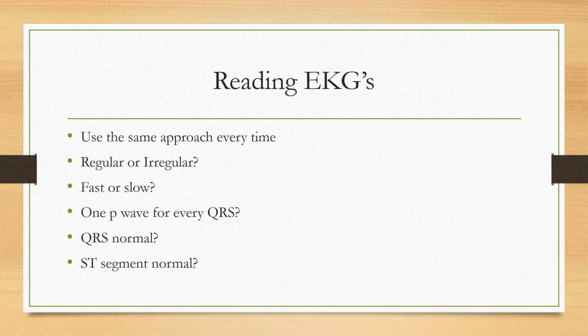So the first thing you want to look at is: is it regular or irregular? Most of the time you can just eyeball that. Does it look like the QRS beats are happening at about the same time or not? Is it too fast or too slow? So is it over 100 beats per minute or under 60 beats per minute? Is there one P wave for every QRS? Does that QRS look normal, meaning it's not too wide? And then is that ST segment normal or not? Is it elevated or depressed? And that's a sign of cardiac ischemia.